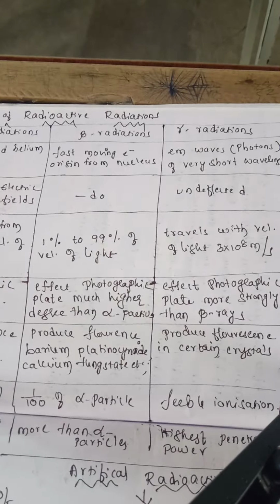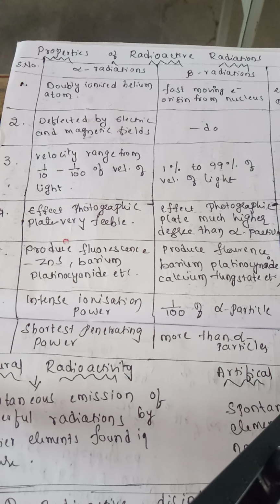Next, if we move towards the velocity, the velocity of alpha radiations ranges from 1/10 to 1/100 of the velocity of light. The velocity of beta radiations is 1% to 99% of the velocity of light. Gamma radiations are nothing but photons, so they travel with the velocity of light, 3 × 10^8 meters per second.